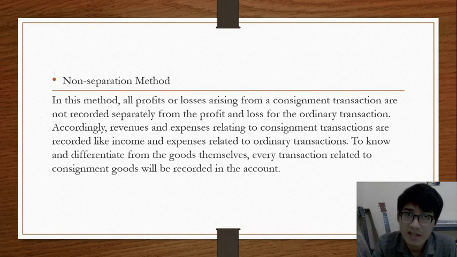With the non-separation method, all profits or losses arising from a consignment transaction are not recorded separately from the profit and loss for ordinary transactions. Accordingly, revenues and expenses relating to consignment transactions are recorded like income and expenses related to ordinary transactions. To differentiate from the goods themselves, every transaction related to consignment goods will be recorded in this account.